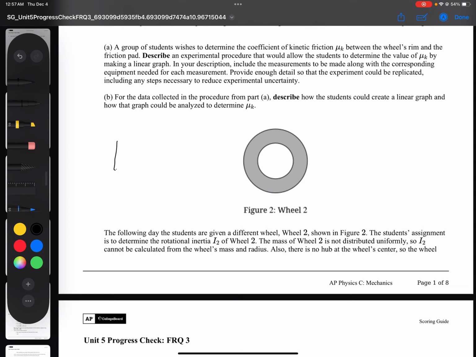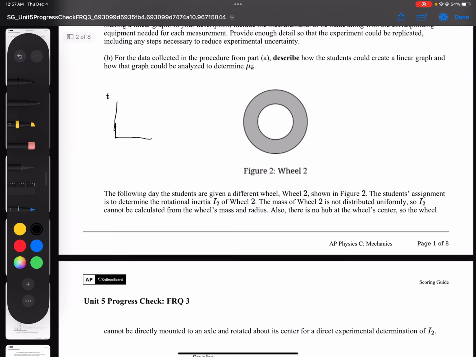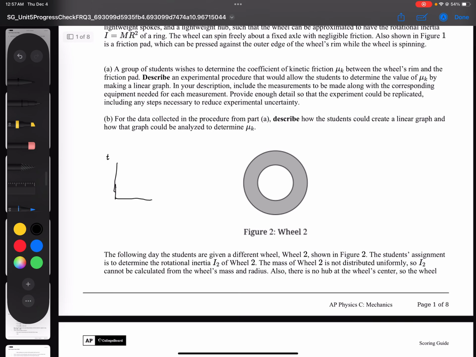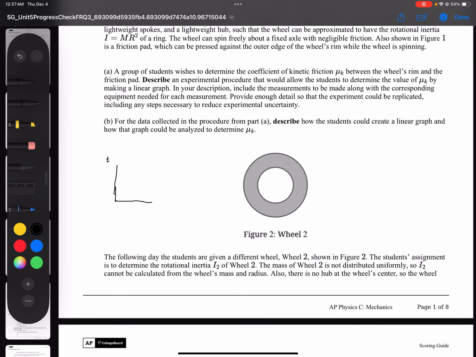So for our dependent variable, that'd be the amount of time it takes for the wheel to stop. And then for our independent variable, we're going to want to choose something that's going to give us a linear graph. All right, so here we have, for data collected, procedure part A, describe how the students can create a linear graph.